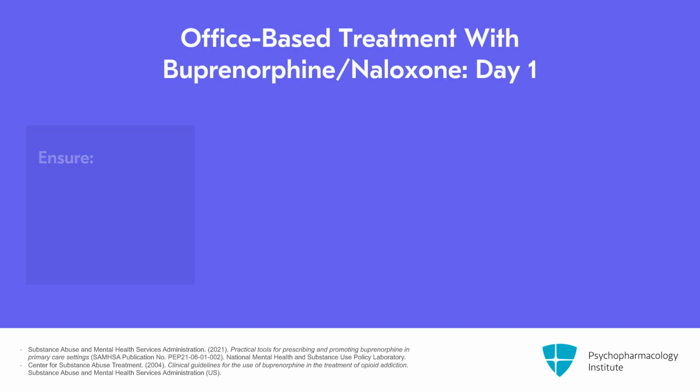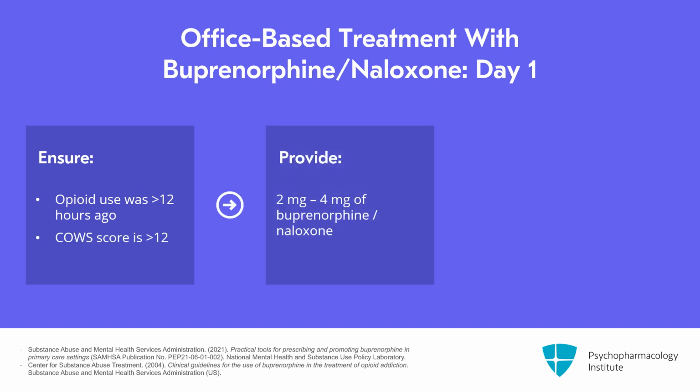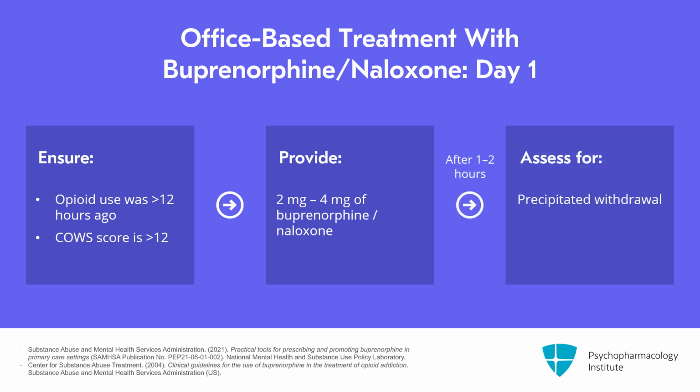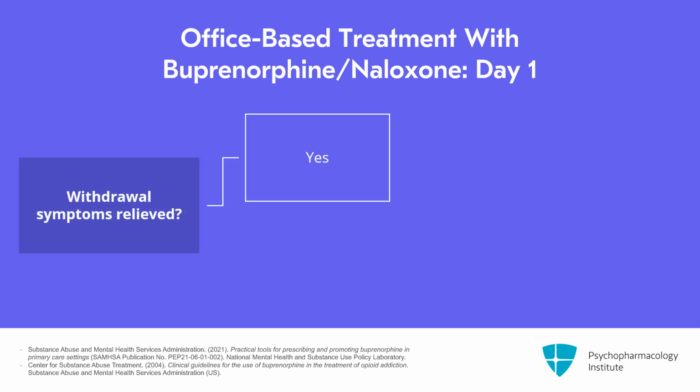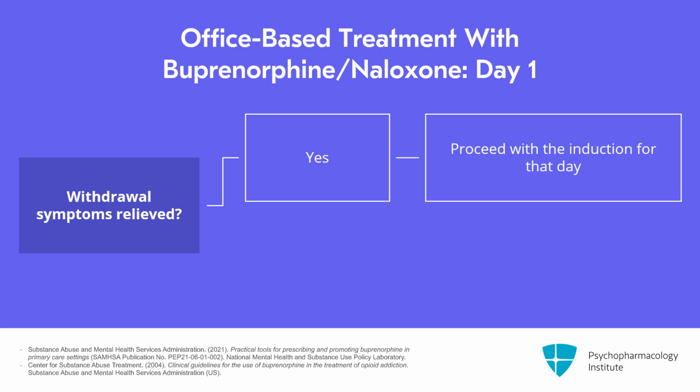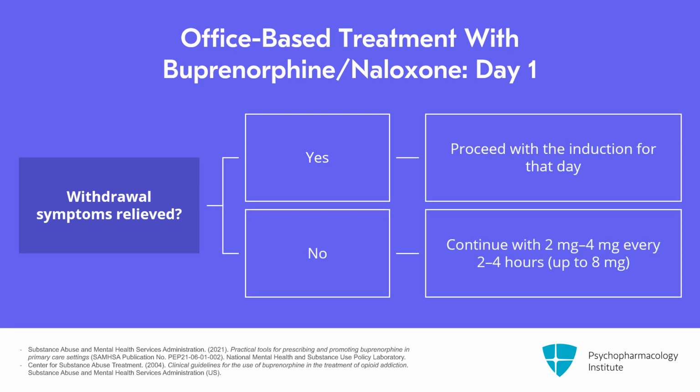On day 1, we ensure that opioid use was more than 12 hours ago, 36 to 72 hours if they've been on long-acting opioids. A COWS score should be over 12. We provide 2 to 4 milligrams of the medication and after an hour or two assess for precipitated withdrawal. If in precipitated withdrawal, we should proceed with the induction for that day. Otherwise, we can continue with 2 more doses of 2 to 4 milligrams every 2 to 4 hours. The goal is to get to around 8 milligrams and resolve withdrawal.